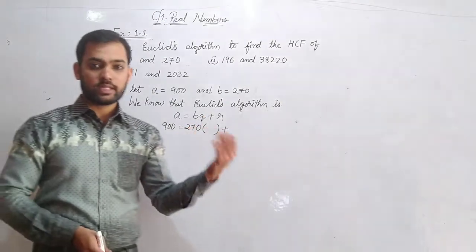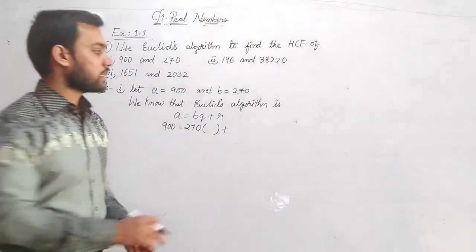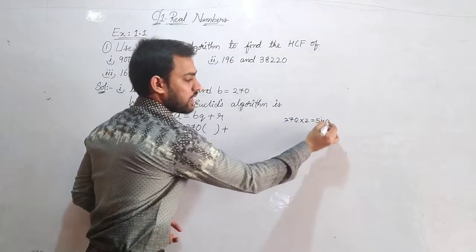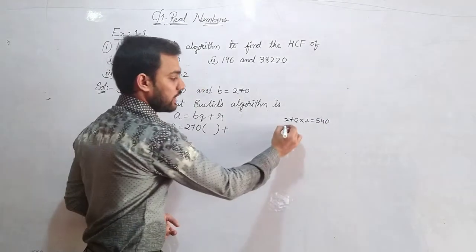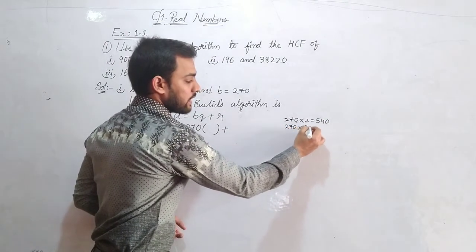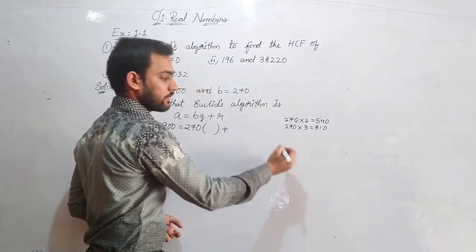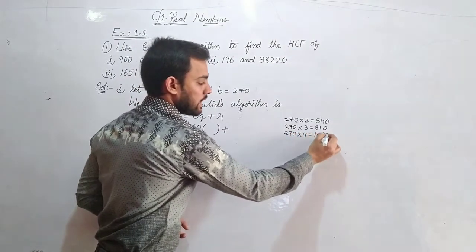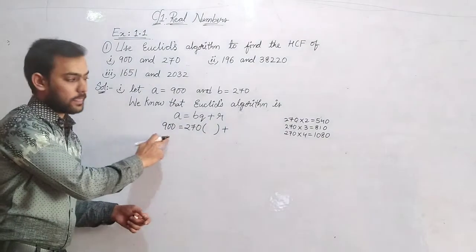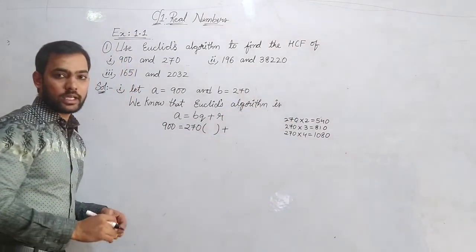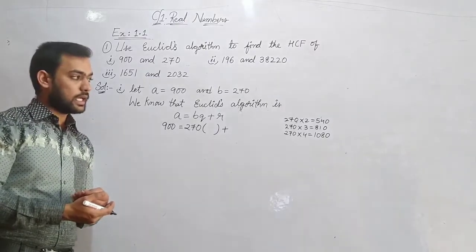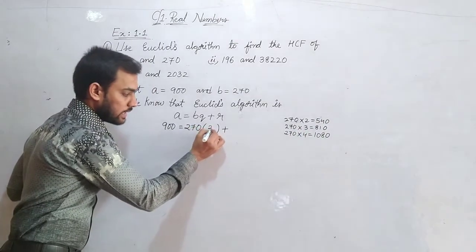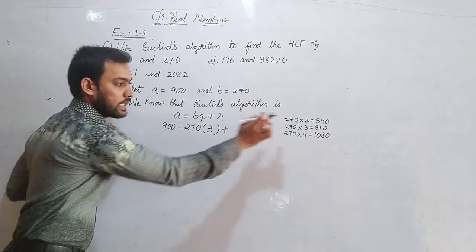So when you check 270 multiples, 270 ones are 270 and 270 twos are 540. 270 threes are 810. Then 270 fours are 1080. We are not getting 900. Either you are getting 810 or 1080, but you cannot take the exceeding number, which means you need to take 810, which is nothing but 270 multiplied by 3. 270 threes are 810.